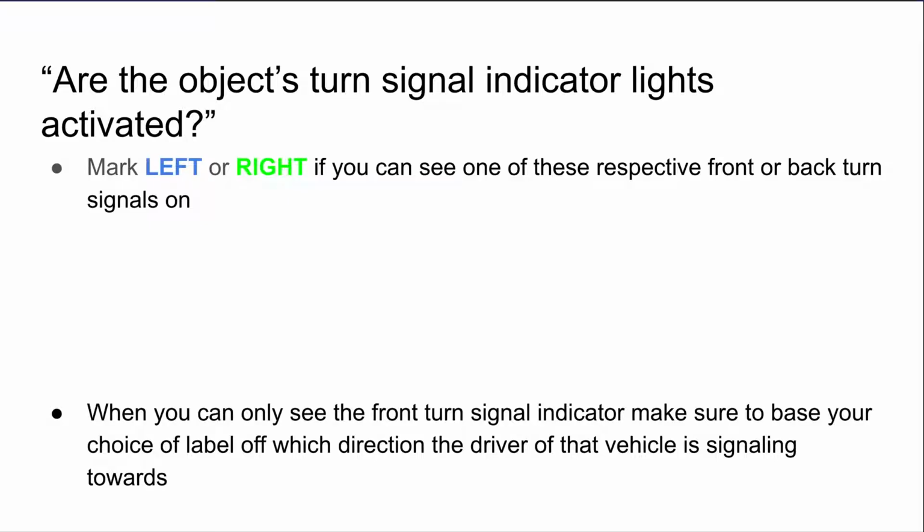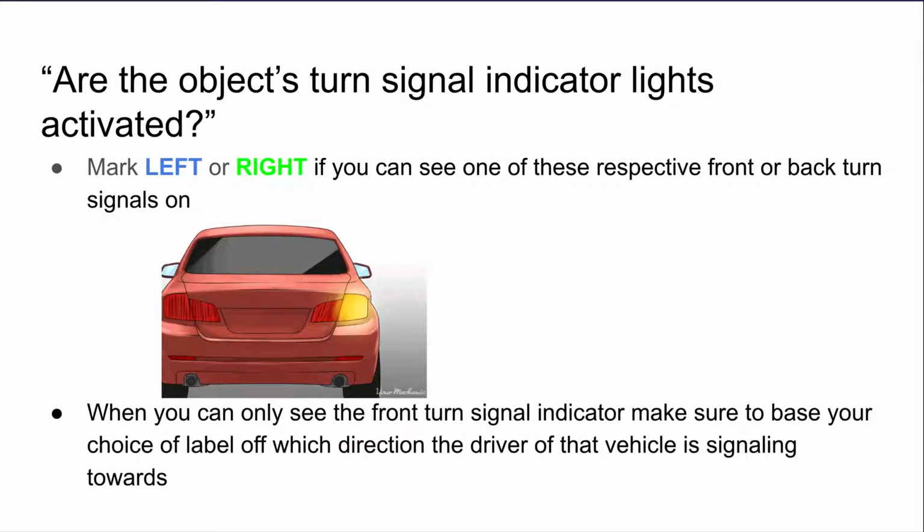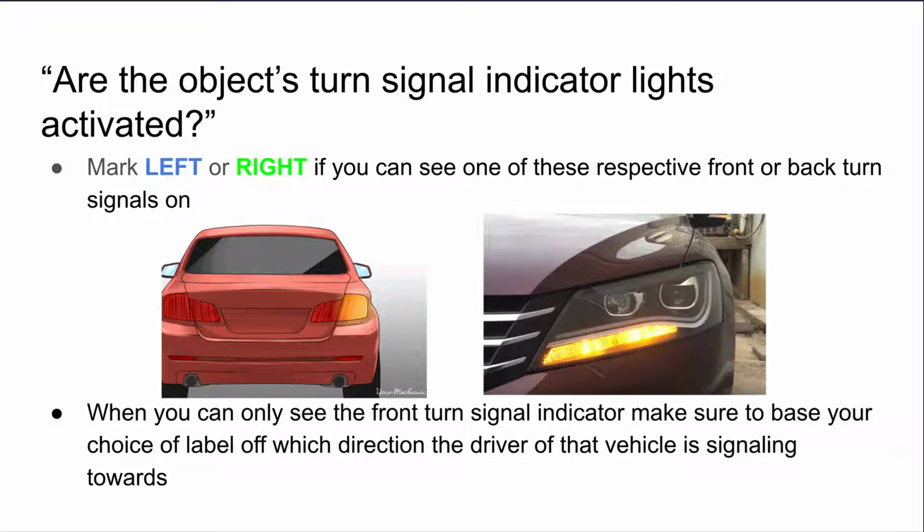So when do we select left or right? If the car's right signal light is activated, where the orange light is flashing on the front or back, then we'll select left or right depending on which side we see the activated light. The orange light beneath the headlight on the right side of the car is the turn signal indicator light. And the same goes for the diagram of the blinking orange light. So that's the right turn signal, and on the right side, that's the left turn signal.